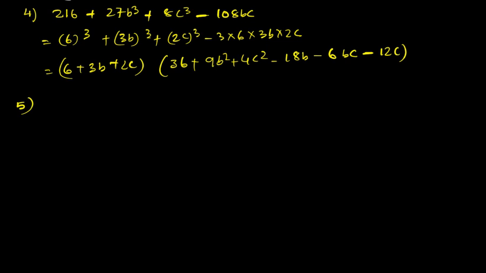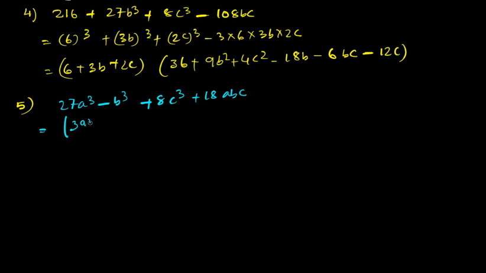Question number 5. 27a cube minus b cube plus 8c cube and then plus 18abc. Okay, now this is important. Why? Because we can see there are a few contradictions with the standard formula. This should not be there and this should not be there. That means it should be positive and that should be negative in order to use the formula, right? So that means we need to do some magic to convert it into standard form.